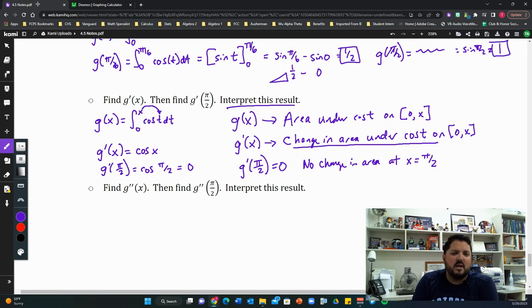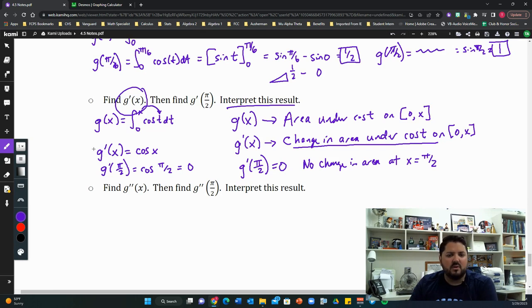So that is the idea behind the derivative of these integrally defined functions. That's how we can interpret those. They are describing to us the change in the area under the function used inside of that integral.